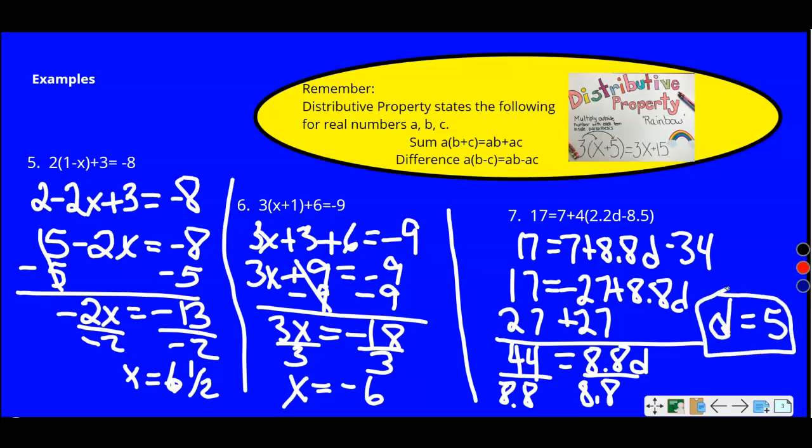All right, so we can plug that in and check it. I'm going to use my calculator here. So I got 7 plus 4 times 2.2 times 5. Plug the 5 in for d, and then subtract 8.5, close my parentheses, and I get 17. So when you check it, that does work out. Thankfully, I caught the mistake as I was working it out.